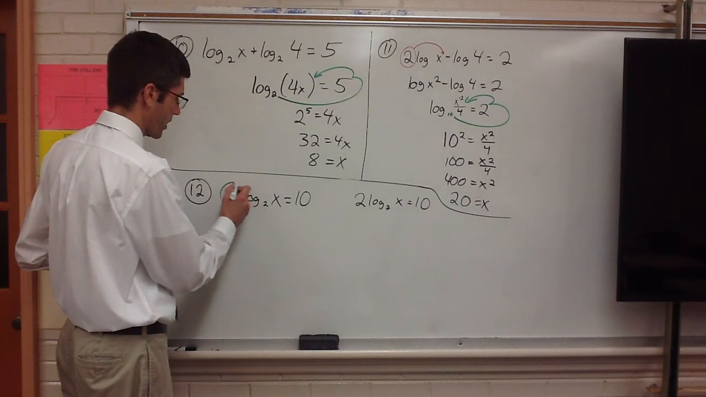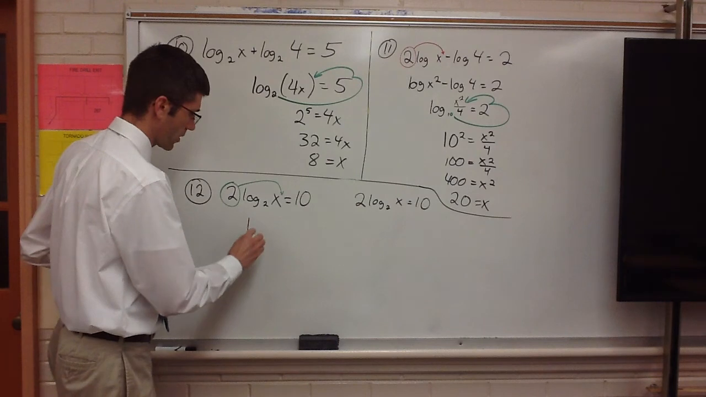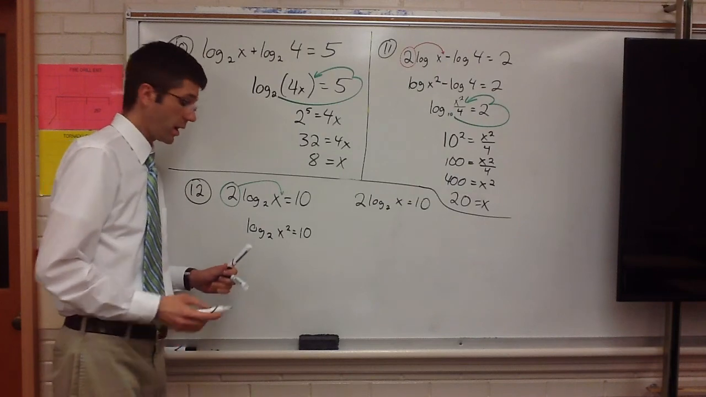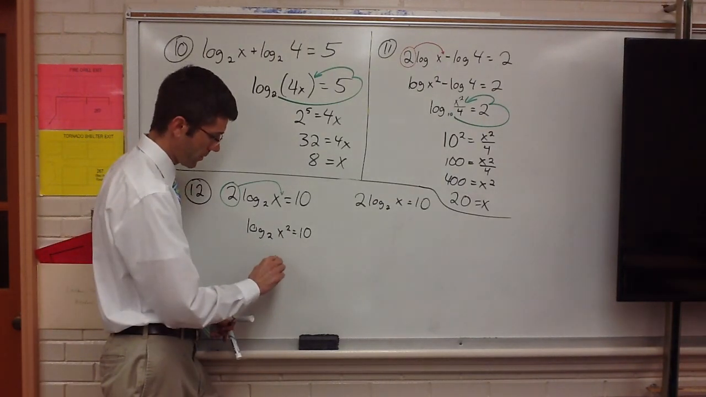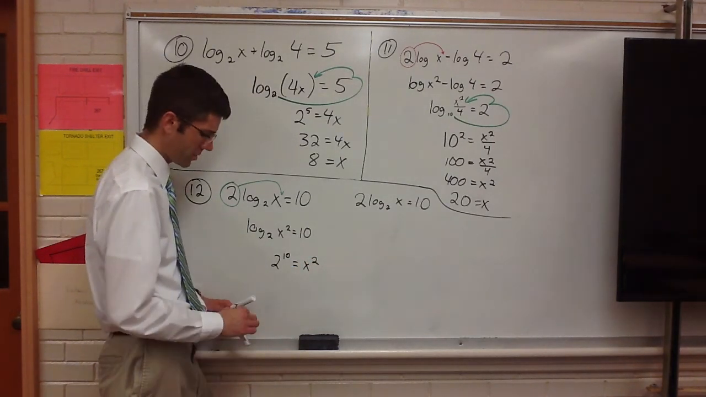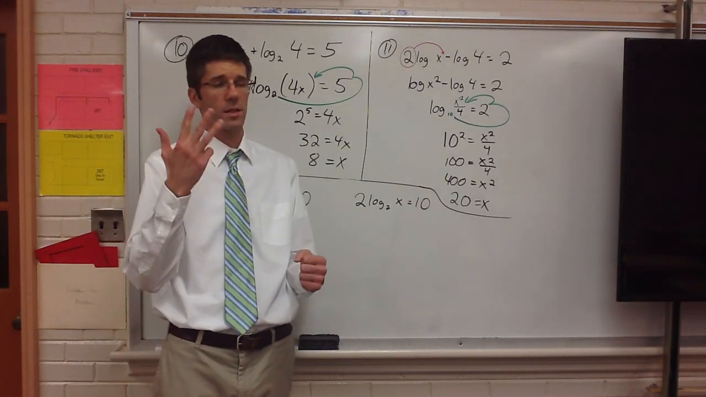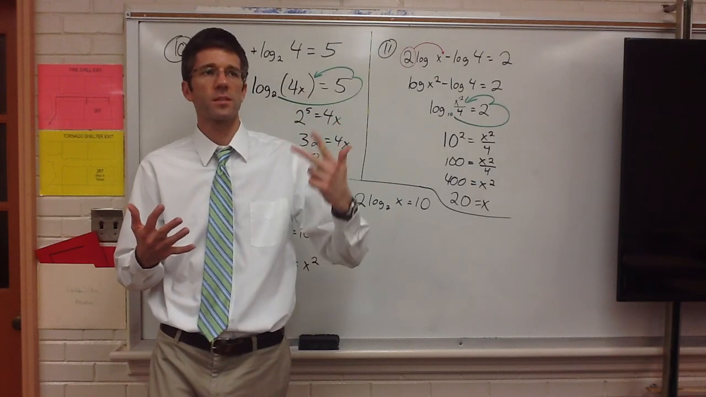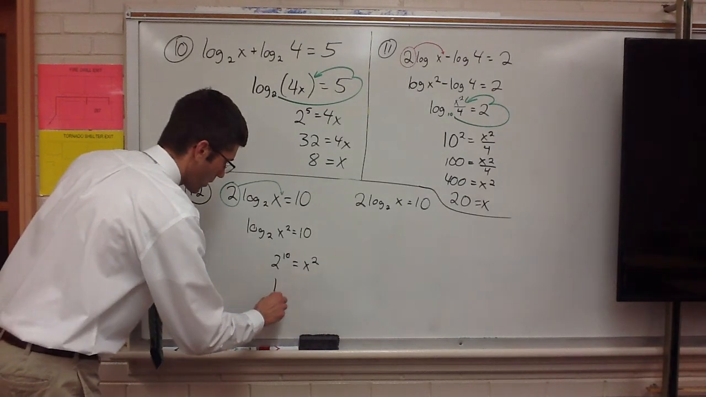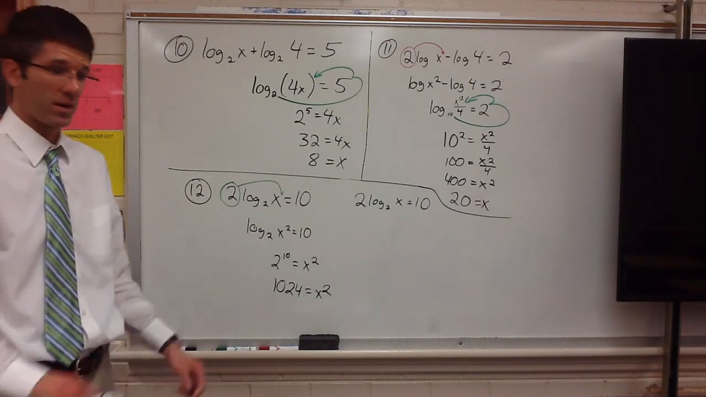Oh my gosh, I have an exponent. That means I will, or coefficient, which means I'll have an exponent. So we have log base 2 of x squared equals 10. And then we say, well, 2 to the 10th power equals x squared. What's 2 to the 10th power? Good grief. 2 to the 10th power is enormous. Here goes again. 2, 4, 8, 16, 32, 64, 128, 256, 512, 1024. 1024 equals x squared.